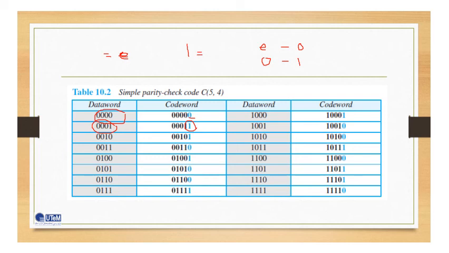Let's look at this example. Add them together. 1 plus 1 plus 1 plus 0 is 3. 3 is an odd number. So add bit 1. This is the parity check bit.